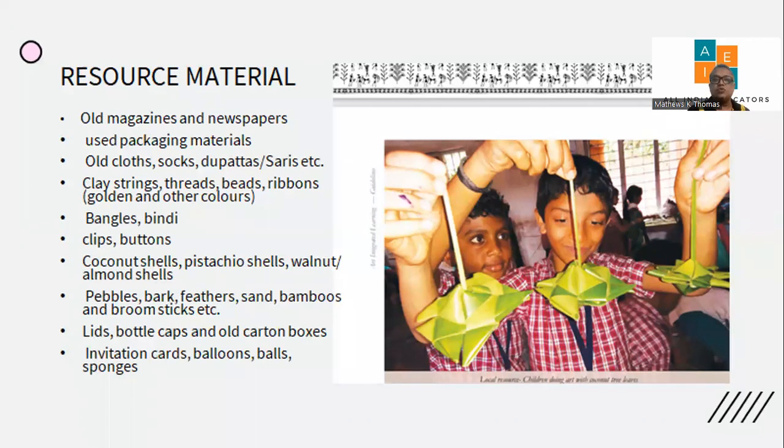Old magazines, newspaper can be used. Cloth, socks, dupatta, bangles, bindis, clips, buttons, coconut shells, pebbles, walnut shells, lids, bottle caps, all easily available. So you don't have to spend a lot of money in buying all this. Simple stuff that is already available to you can be used, right?